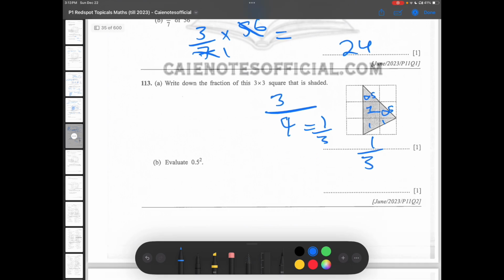The next question is evaluate 0.5 square. You know the square of 5, right? That's 25. So 0.5 into 0.5 will be 0.25. This is the square of 5. I told you the method of multiplication of decimals as well in the question that we did in the starting of the video.